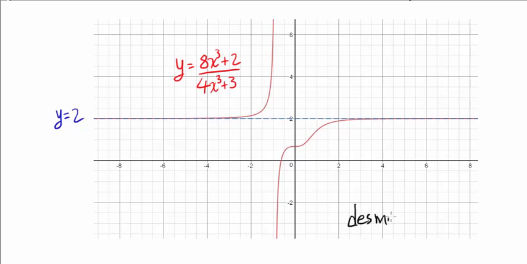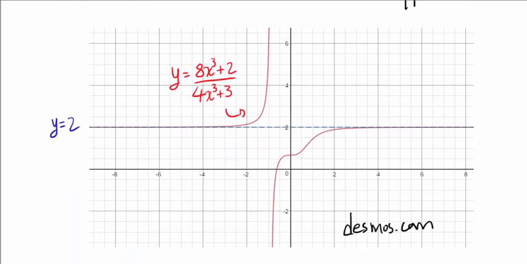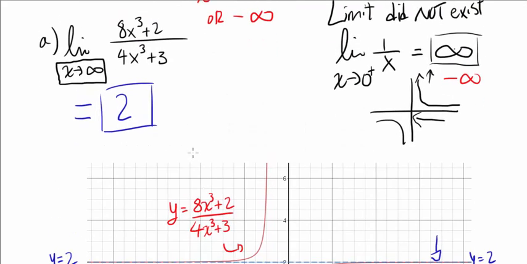Let me get the credit: Desmos.com. The red graph that you see is the graph of 8x cubed plus 2 over 4x cubed plus 3, which was our problem. And this blue line is y equals 2. As you can see, as x is increasing without bound, the function seems to approach but never touch this imaginary line, y equals 2. So we can say the limit as x approaches infinity of this function is 2, and all this is telling you is that as x is increasing without bound, as x is 10, 100, 10,000, the values you're plugging x into get infinitely closer to 2.